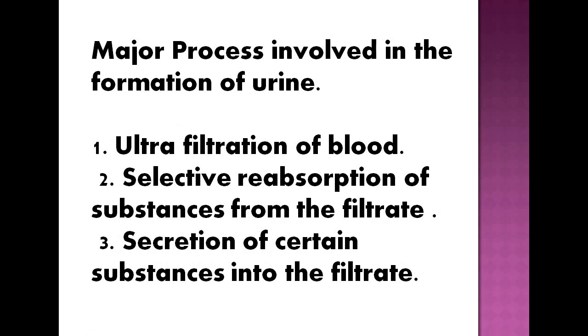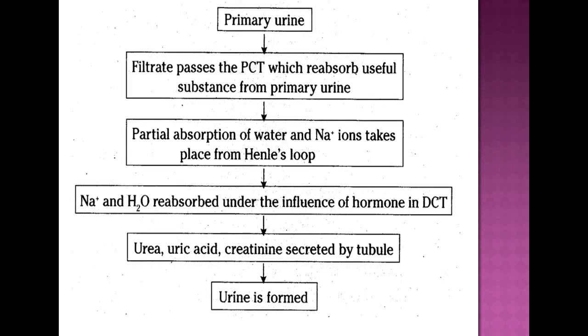What are the major processes involved in the formation of urine? Ultrafiltration of blood, selective reabsorption of substances, and secretion of certain substances into the filtrate. Let's see the flow chart for the formation of urine.